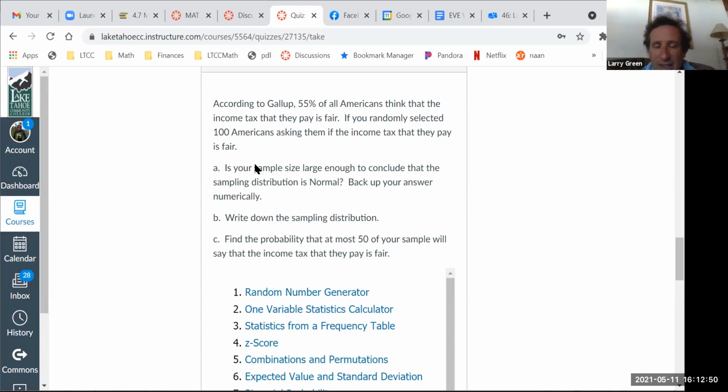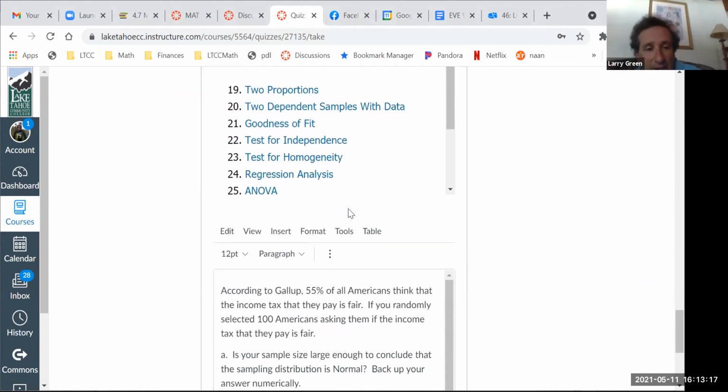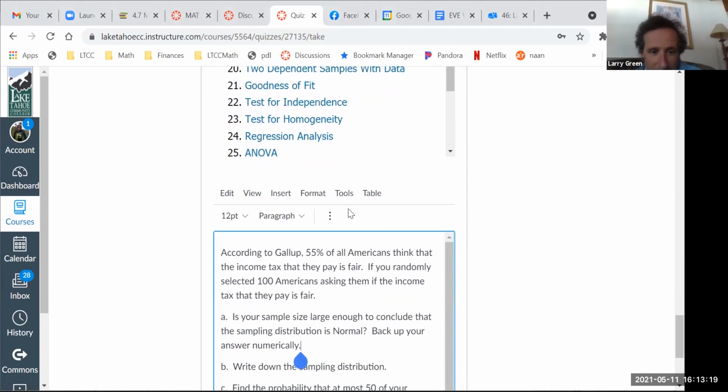Okay. So the key number on the yes, no question is 5. And it's not sample size being bigger than 5. It's np and nq being bigger than 5. Do you remember that? It hasn't been that long, just a week. So we need to check np and nq to see if they're bigger than 5. n is 100. p is 0.55. You don't need a calculator to do that.